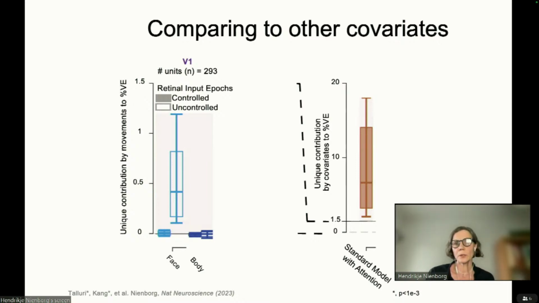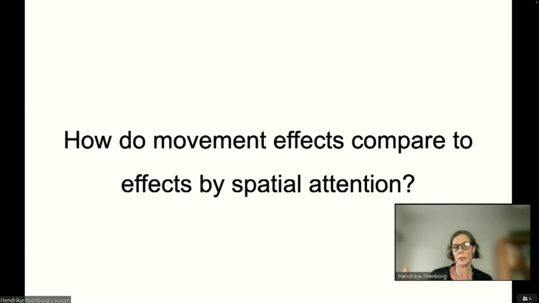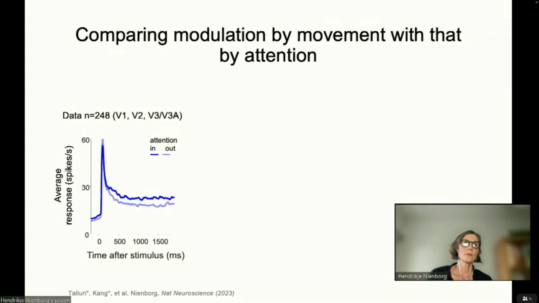And so finally, we were wondering how these effects compared to the well-known modulatory effects by spatial attention. So here we just plot the PSTHs, so the average stimulus-triggered activity during the trial when the animal was either paying attention towards the receptive field or paying attention outside of the receptive field. And we find this characteristic modulation by spatial attention. When we additionally separate the trials according to whether or not the monkeys moved, we found no additional modulation by these movements. Not surprisingly, because we hadn't found any movement-related modulation. But this allowed us to really directly compare these effects.